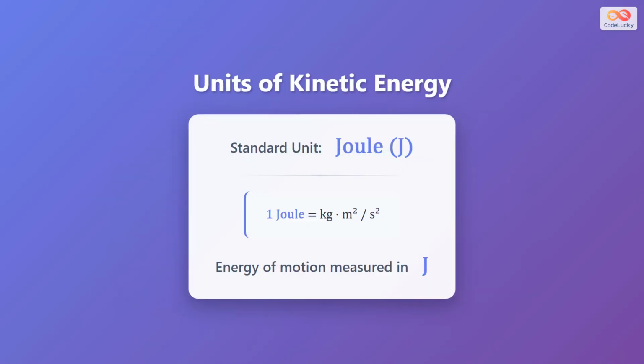Kinetic energy is measured in joules, abbreviated as J. The joule is the standard unit of energy in physics. 1 joule can be broken down into base units, kilogram times meter squared per second squared. This comes directly from our formula. When we multiply mass in kilograms by velocity squared in meters squared per second squared, and then by ½, we get energy in joules. Understanding units helps ensure our calculations are correct and meaningful.